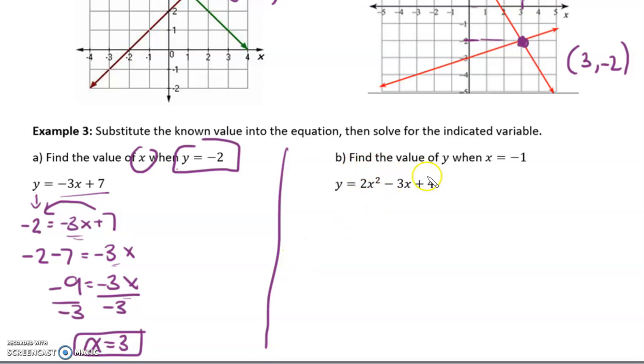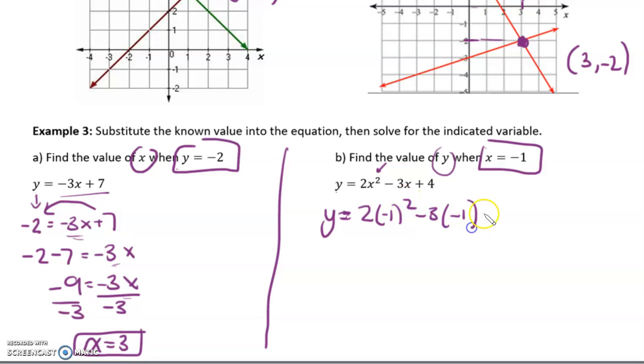Okay, now B, find the value of y. So that one's easy because the y is already isolated here. Okay, when x equals -1. So remember in this, especially because there's a squared here, we want to bracket that -1. If you don't bracket it in your calculator, there may be an issue with a positive or a negative when we square -1. Okay, so -1 squared is actually 1. So we have 2 times 1, and then -3 times -1 is +3, and then just bring down that +4.